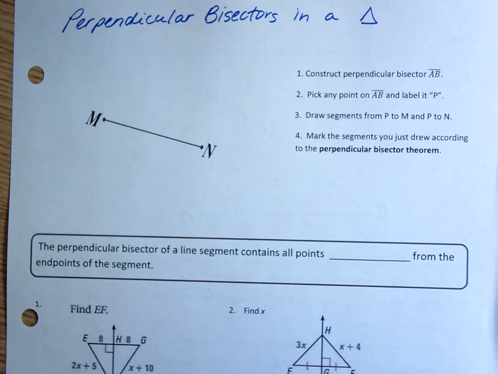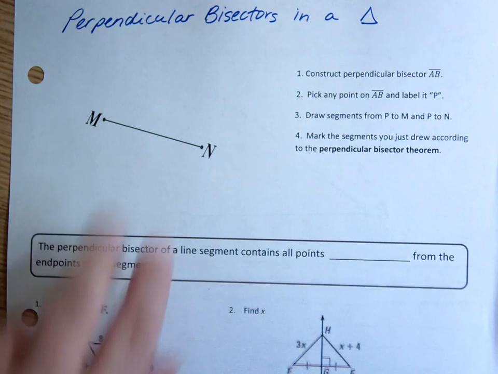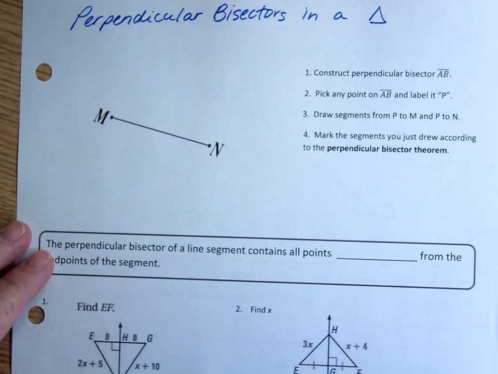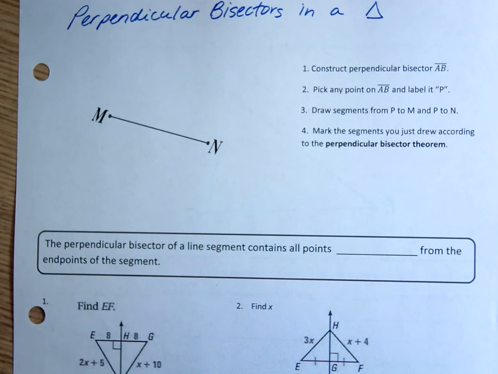So today we're going to talk a little bit about perpendicular bisectors within a triangle. If you're looking at this, chances are that you've already learned how to construct just a perpendicular bisector of a segment. So for instance, segment MN here, I'm going to construct its perpendicular bisector.